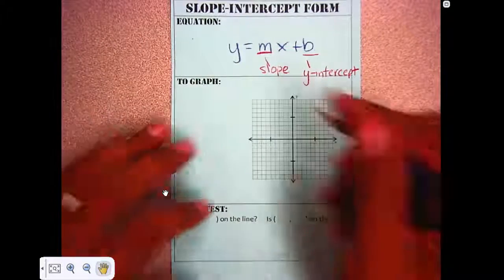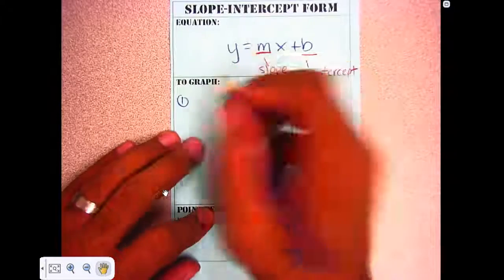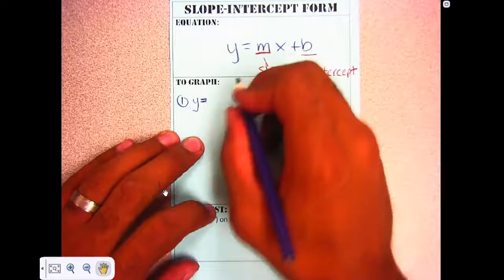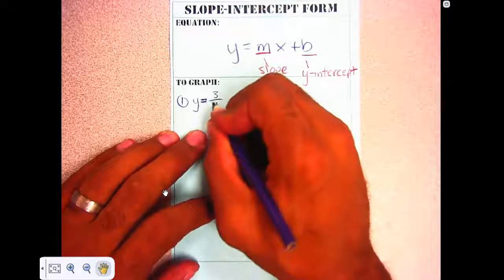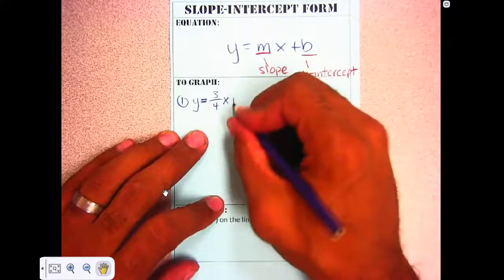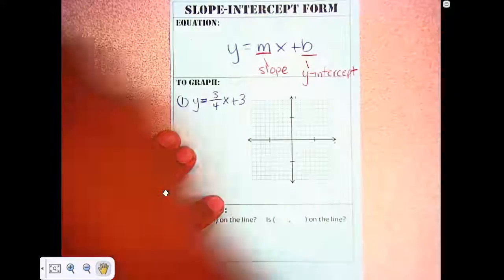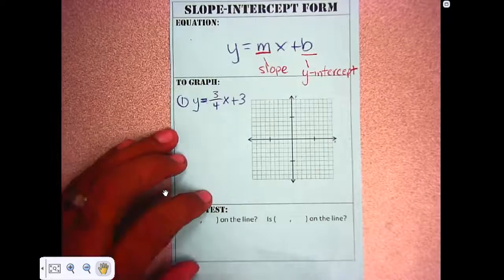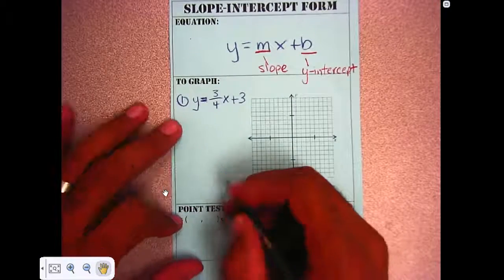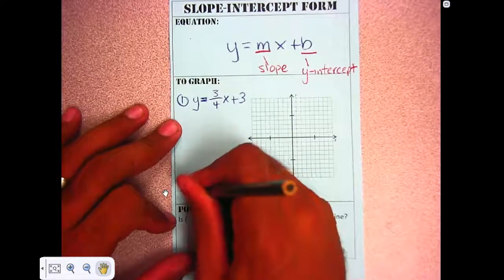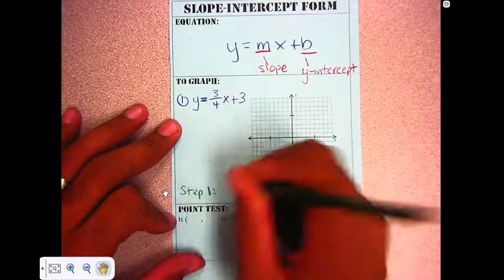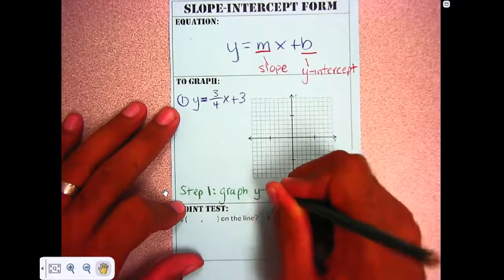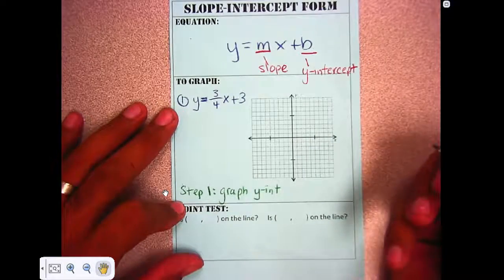Okay, so let's start with the actual equation. Our first equation, or function, is going to be y equals 3 over 4 x plus 3. Now we need two things. We got to do this in two steps. Our first step, step 1, is we're going to graph the y-intercept.